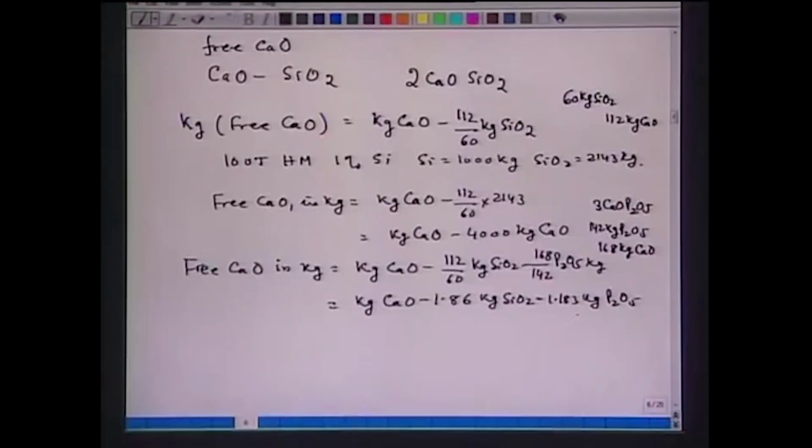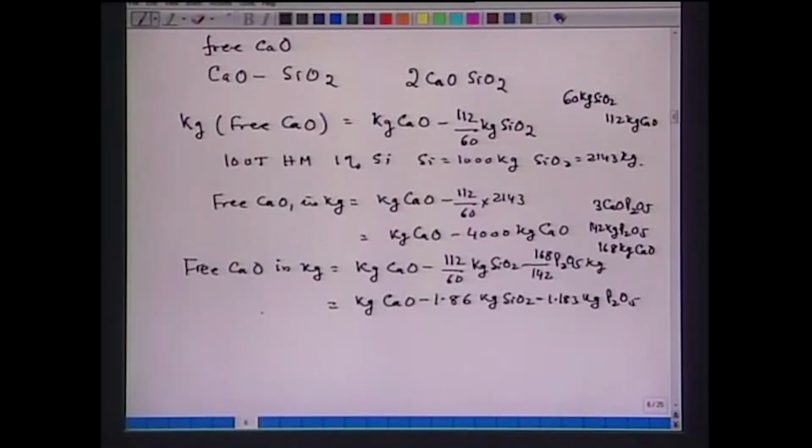You can also call free CaO the activity of calcium oxide in the slag. Now, this is a very important thing to understand, the concept of free CaO in the slag. Here it should be noted that if P2O5 forms as a function of time, then accordingly the free calcium oxide in the slag will also vary.